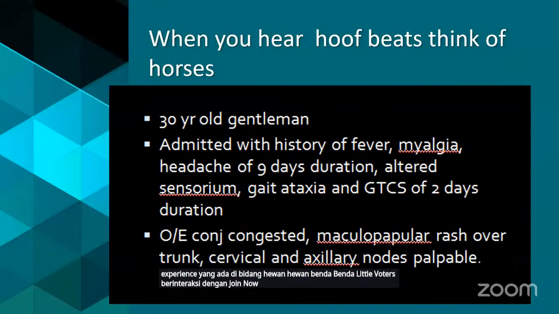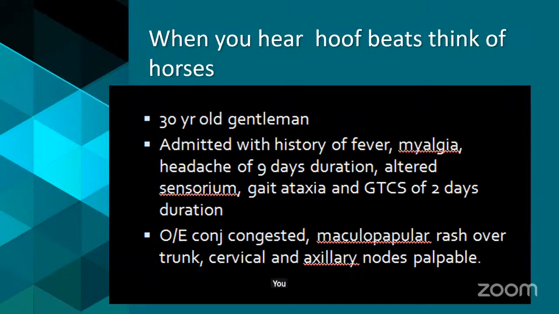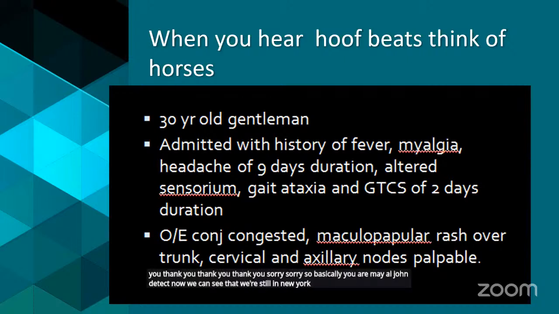Now, I'll take you through one case: a 30-year-old gentleman with a history of fever, myalgia, and headache of 9 days duration, altered sensorium, gait ataxia, and GTCS of 2 days duration. So basically, with fever, myalgia, headache, we can say that the patient is having a meningitic syndrome, and now altered sensorium is there along with GTCS. So there is a parenchymal involvement as well. So basically, the patient is having an acute meningoencephalitic syndrome.